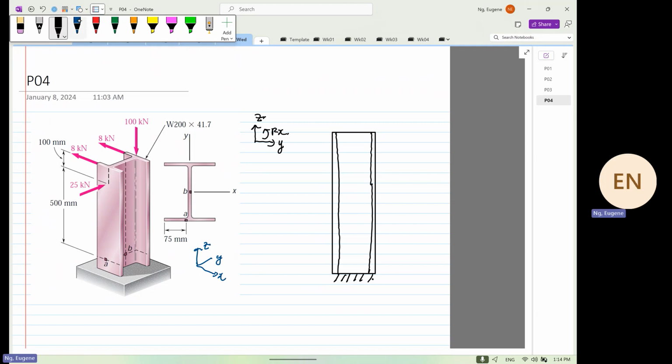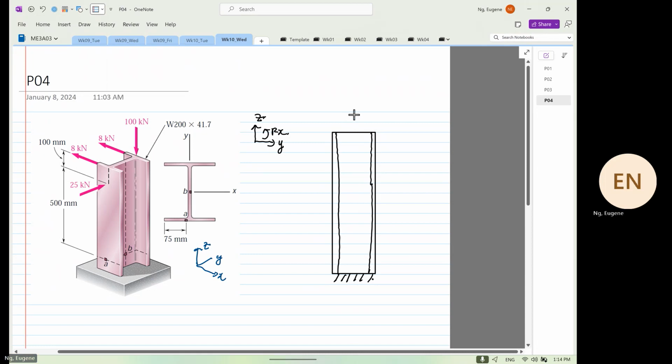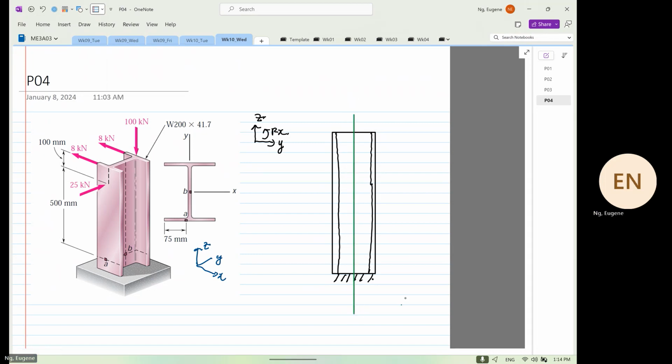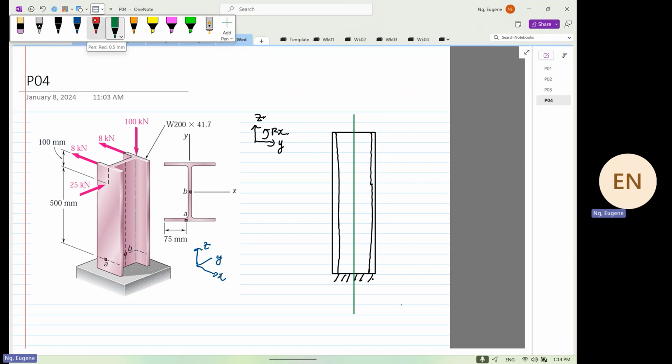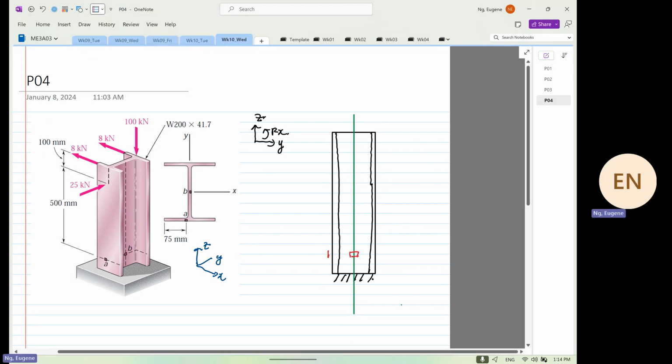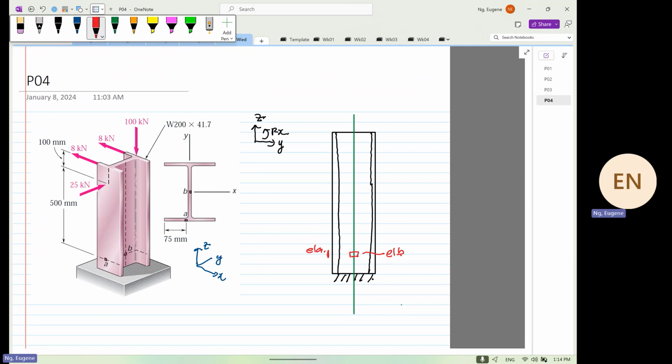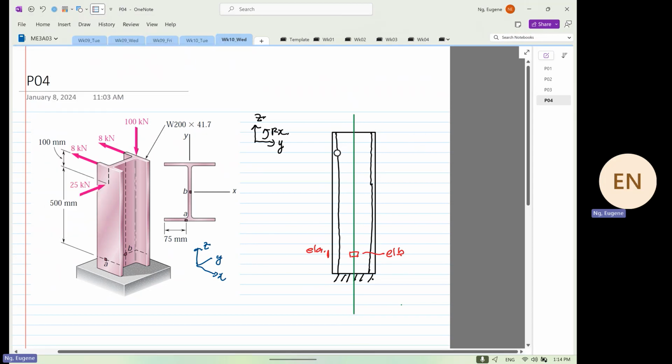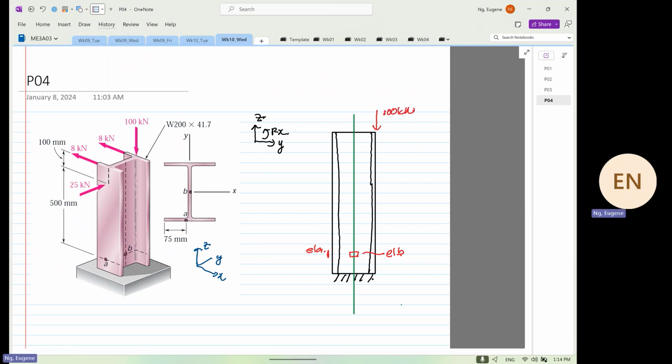Now we are going to construct our geometric centroid again. So this is our geometric centroid. Now we can choose that this is our element B and this is our element A. And now we start putting in the forces. We have 100 kilonewton here. We have twice 8 kilonewton here. And then we have a force down here.